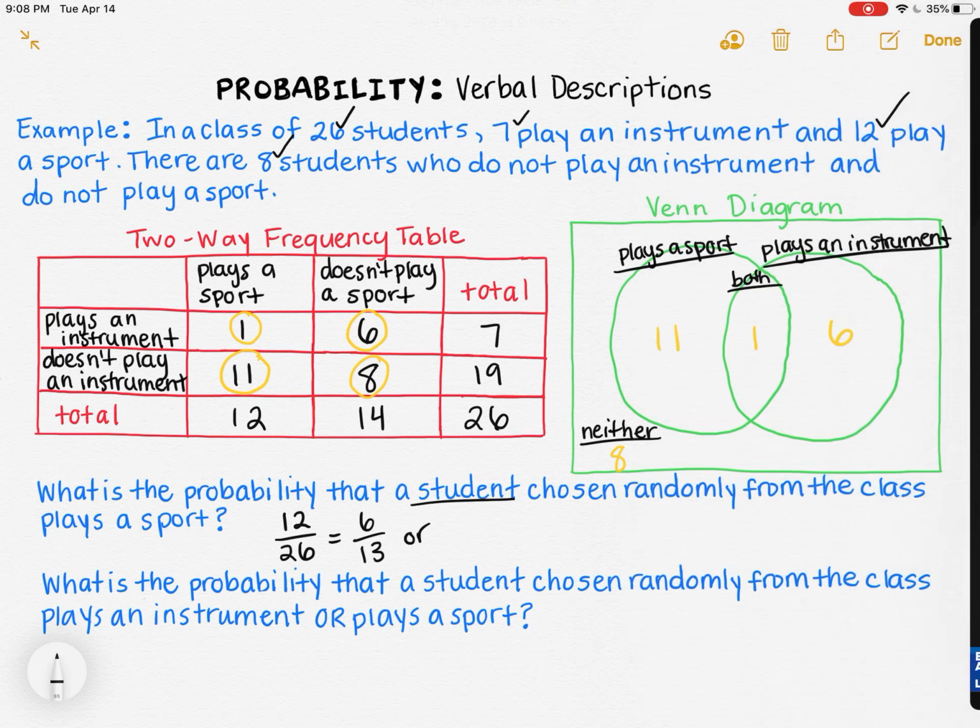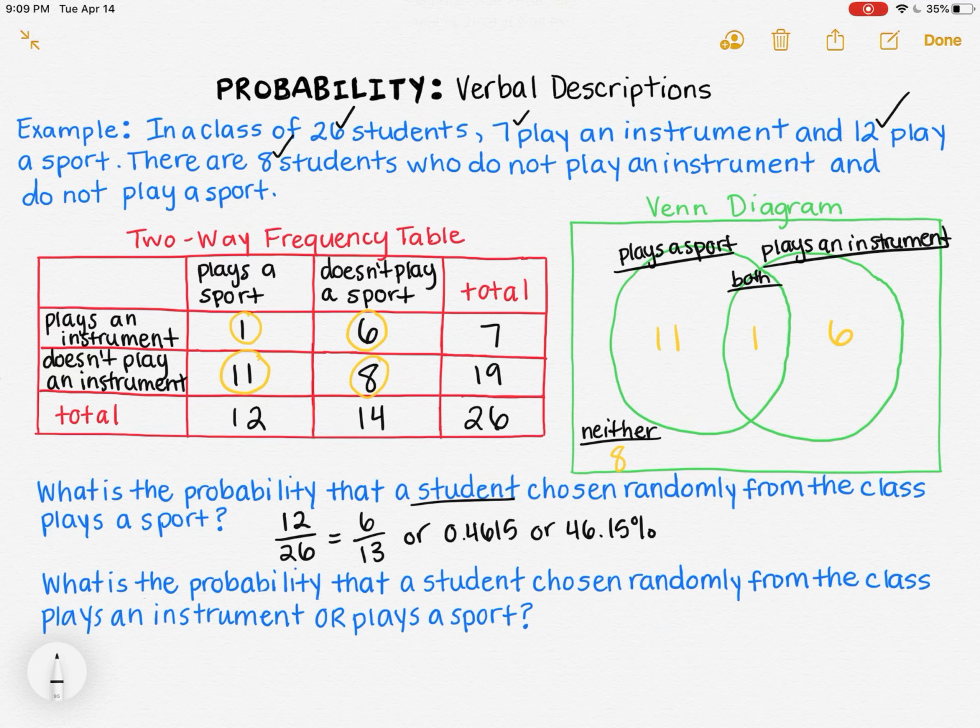I can also write this as a decimal, 0.4615, or a percent, 46.15%.